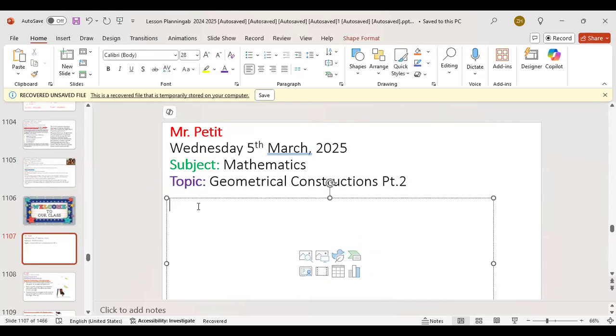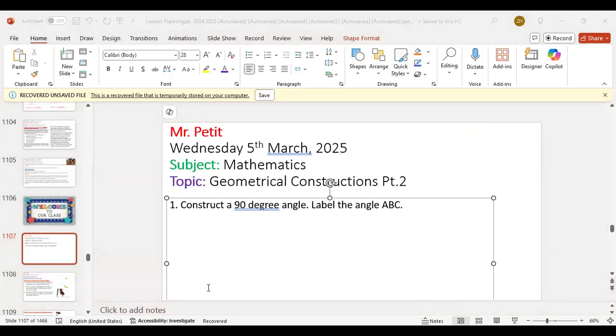So the first thing we're gonna do is, number 1, construct a 90-degree angle. Label the angle ABC. What do we use to construct angles? Protractor? No, we don't use that. What do we use to construct an angle? A compass. Yes, we use a compass.